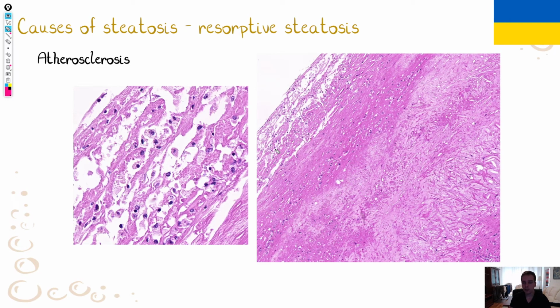Here on the right you can see an example of developed atherosclerosis. This paler region, this is fat, this is lipid core. You can see also cholesterol crystals in here. And this more eosinophilic layer, this is fibrous cap. So atherosclerosis is another example of steatosis.